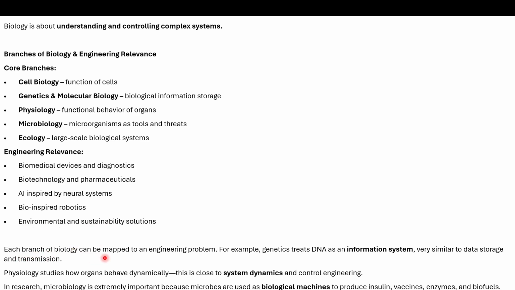So each branch of biology can actually be mapped to an engineering problem. For example, genetics treats DNA as an information system, which is very similar to data storage and transmission. Physiology studies how organs behave dynamically, and this is very close to system dynamics and control engineering. And microbiology is really important, as microbes are used as biological machines to produce insulin, vaccines, enzymes, and biofuels.